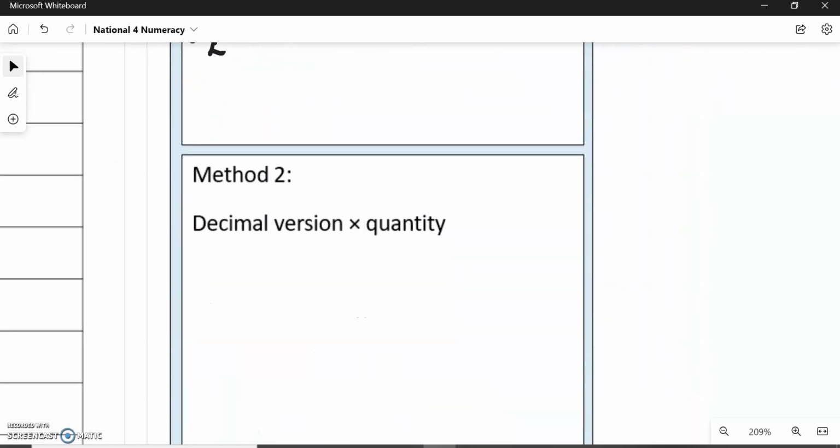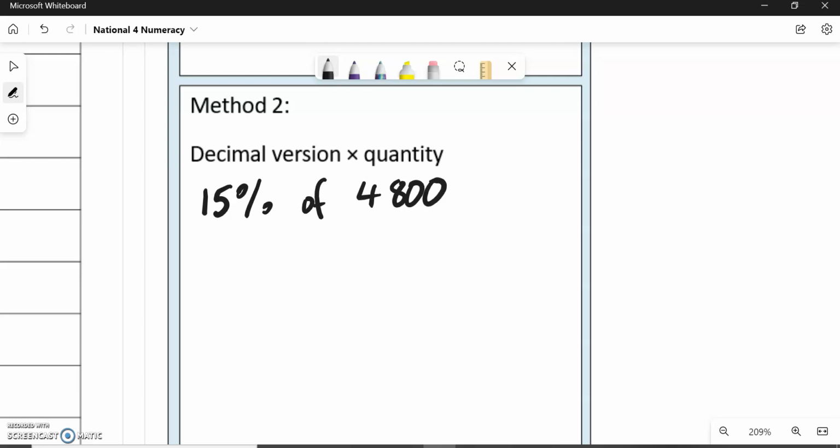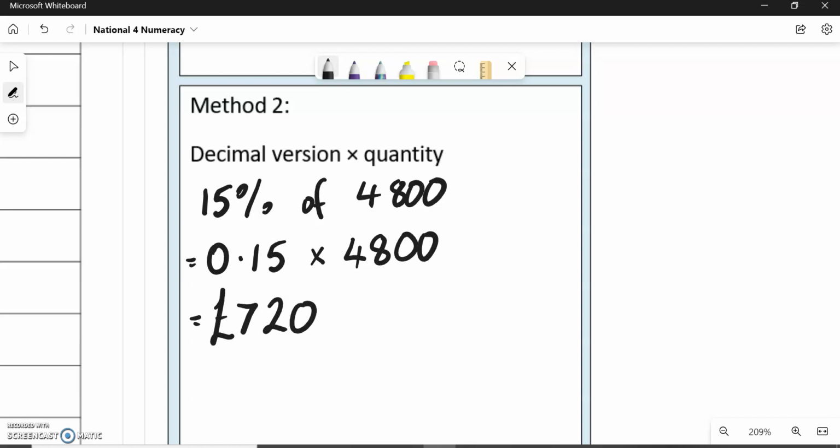Method 2 is my preferred method. So we want to find 15% of 4,800. I'll just write that down again. 15% of 4,800. And instead of doing the 15 divided by 100, I like to just express the percentage as a decimal. 15% is simply 0.15. We will multiply this by 4,800, and we're going to get £720 once again. You can use either method. For the remainder of this video though, I'm going to stick with method 2.